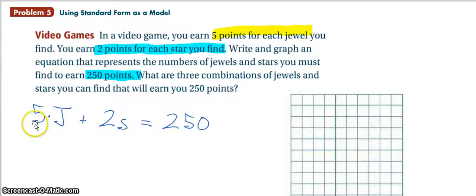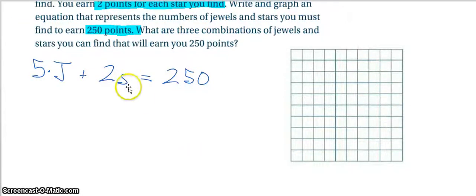So here we see, because it's 5 points for every joule, we'd have 5 times J. Because it's 2 points for every star, we'd have 2 times S, and that will equal our 250 points. If I substitute in 0 for either of these, as if I had 0 stars, then 5 times the joules would have to equal 250, which would give me a joule amount of 50. If I had no joules and only stars, then I would have to have 125 stars, and then I could make a graph to represent all values between there using those two different intercepts. But because we're running out of time, I will just stop here.